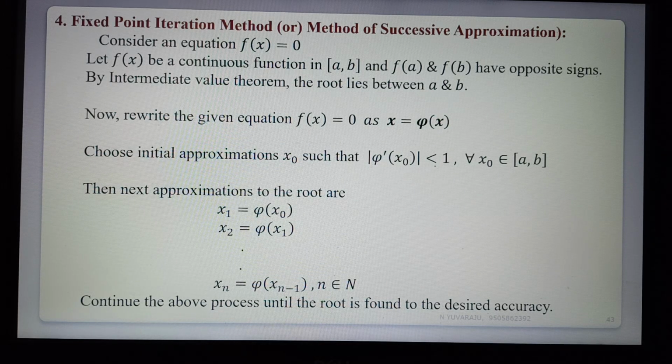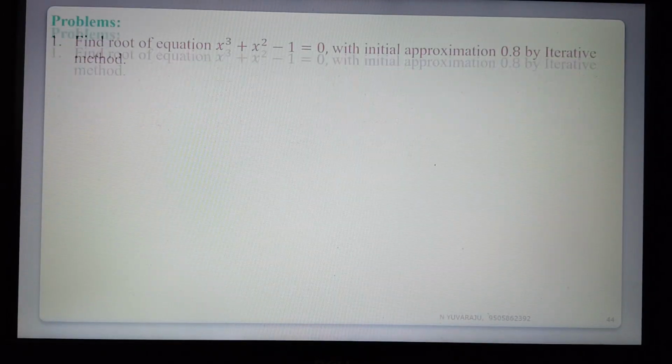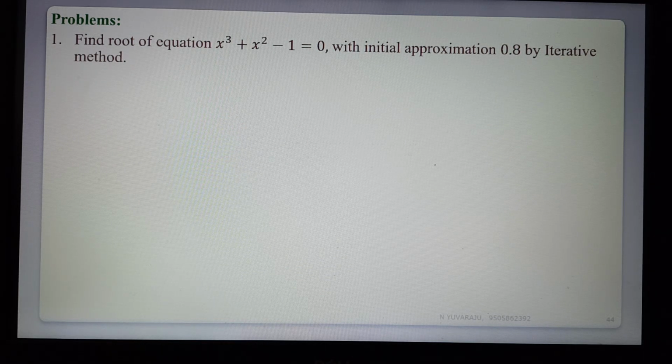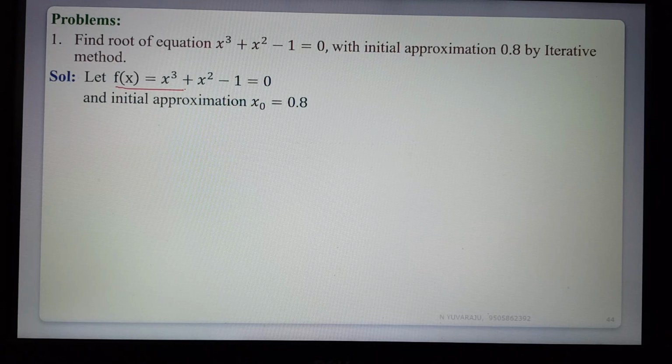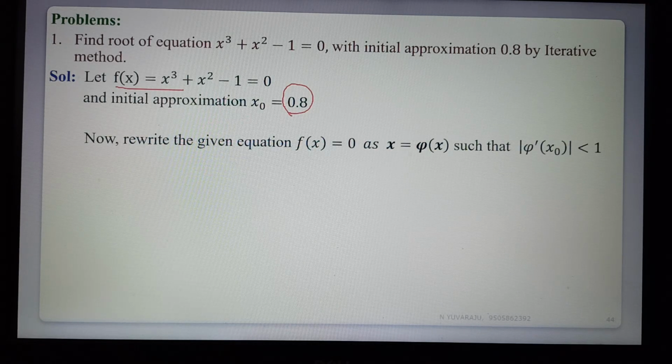See the example problem. Find the root of the equation x cube plus x square minus 1 is equal to 0 with the initial approximation 0.8 by the iterative method. The initial value is already given, that is the x naught value. Let f of x is equal to x cube plus x square minus 1 is equal to 0, with x naught equal to 0.8. Now rewrite f of x equal to 0 as x is equal to phi of x such that mod of phi dash of x naught is less than 1, with x naught equal to 0.8.